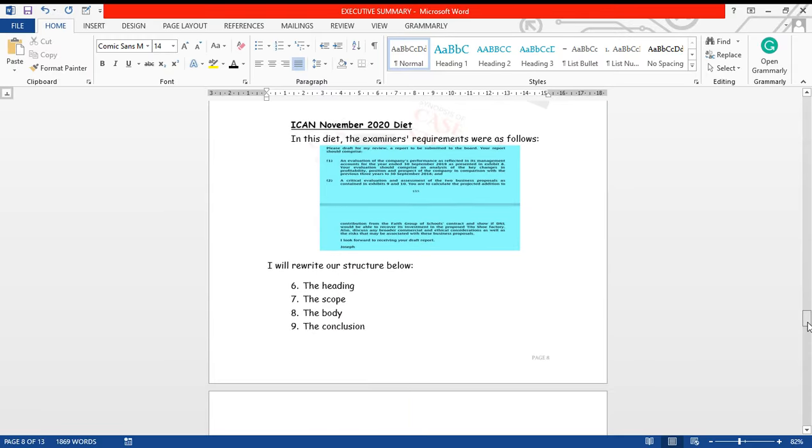Then an internal report, I used the November 2020 diet to look at. November 2020 diet, and that's December 2020 as well because of the corona. So it was an internal report that was asked that year. So our structure too, that's the heading, the scope, the body, is still the same structure that we had, but the content will not be as much. So the heading, the scope, the body, and the conclusion.